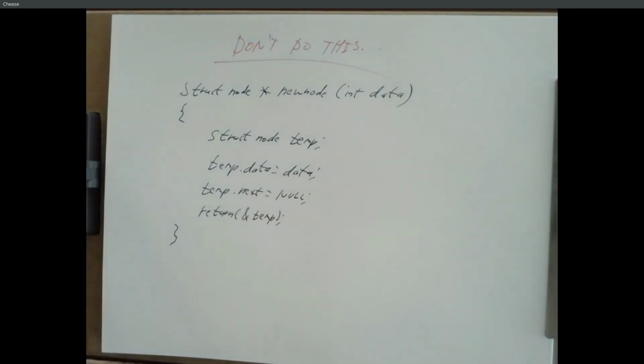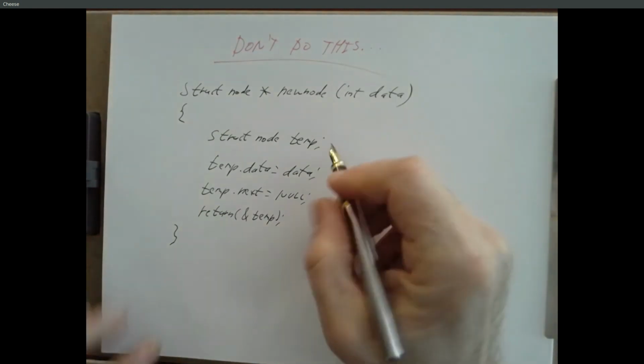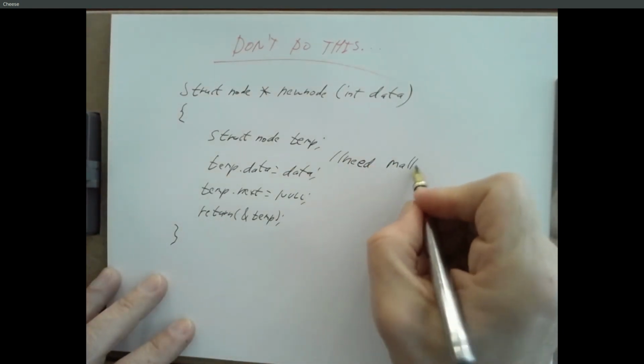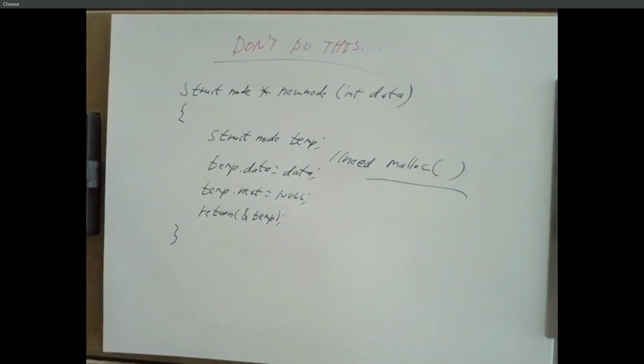So this will compile, and it will work if you just call this and you come back and you look at the value right away without doing anything else. But we're not actually creating new nodes. So we really need that call to malloc. That's how we actually synthesize new stuff.